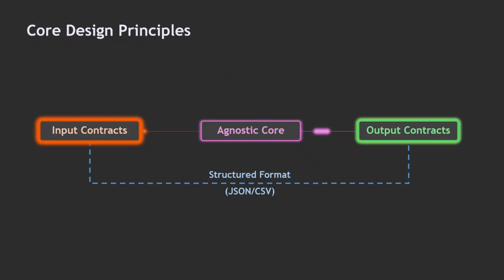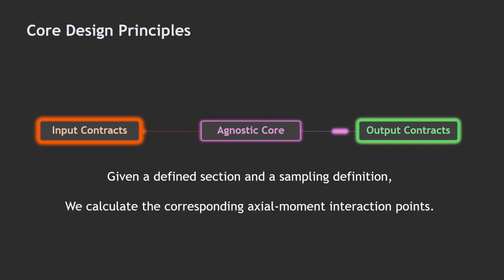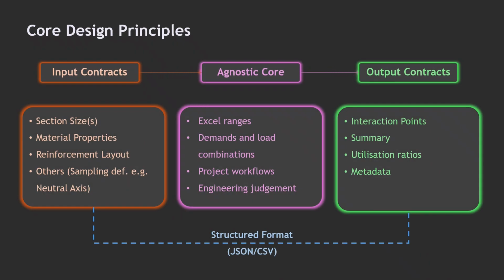So let's talk about the agnostic core. The agnostic core will have a clear separation between the engine and integration. This way, the same core logic can be reused in multiple contexts without modification. So the main concern of the agnostic core is, given a defined section and a sampling definition, we calculate the corresponding axial moment interaction points. Zooming into more details, these are the individual responsibilities and contents of these components.